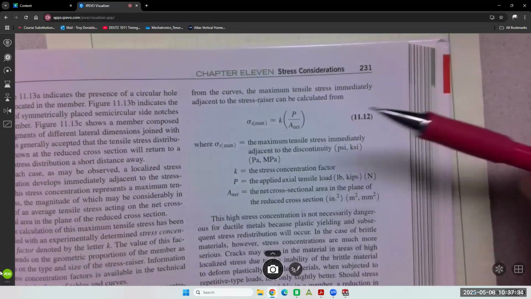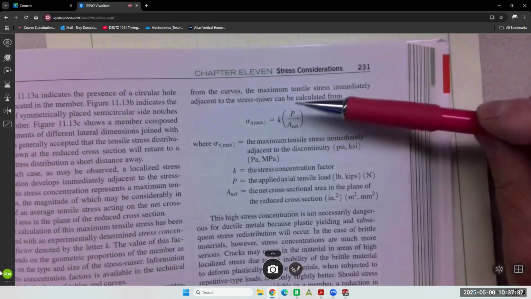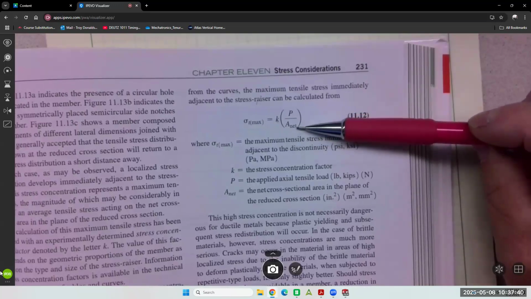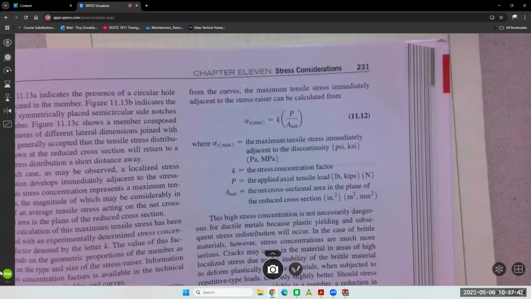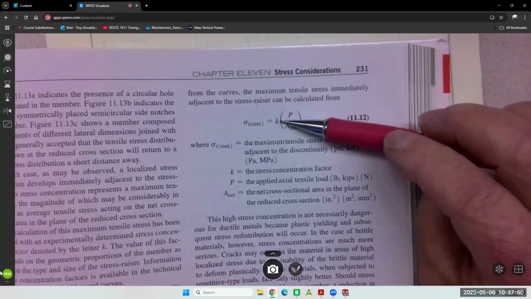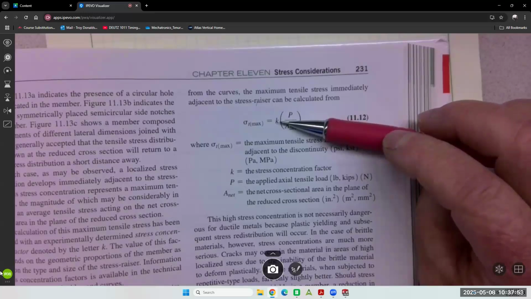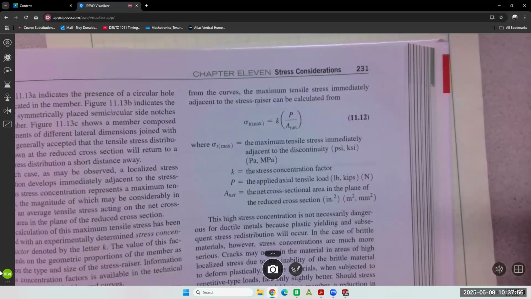So where we normally calculate stress as P over A, when we're doing concentrations, it's K times P over A net. So we do use that reduced area. So that's the first thing: you have to figure out what A net is, the reduction in the area. And then you have to figure out the K factor. Okay? Reduction in area is pretty easy. They do give you ways to calculate it, but it's pretty simple to calculate.